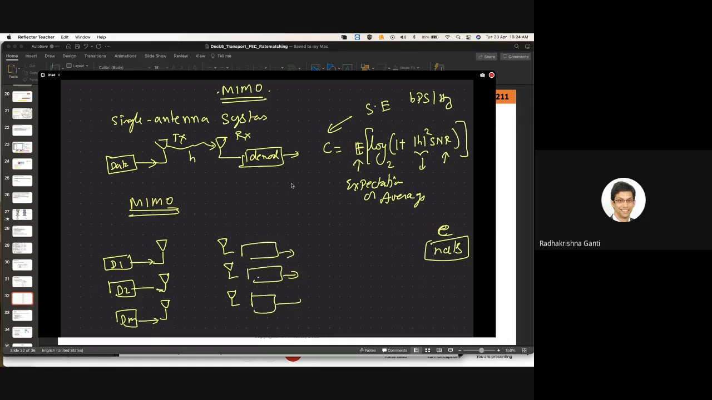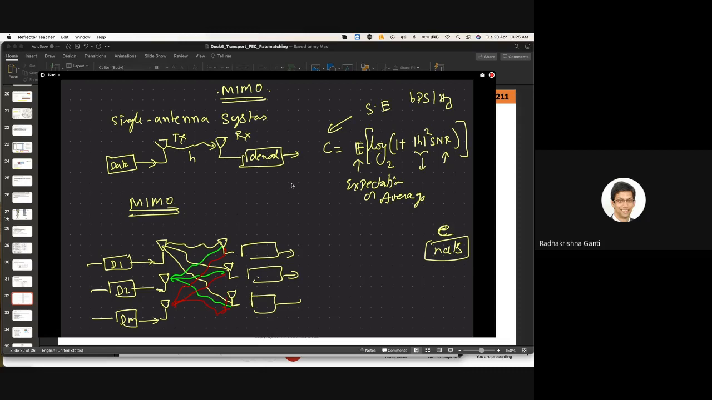Suppose now what we are trying to do is we have multiple transmit antennas and multiple receive antennas. We transmit one set of data in the first antenna, a second set of data in the second antenna, a third set, and so on, up to the Mth set of data in the Mth antenna. What is going to happen? Whatever you transmit in this antenna is going to be received by all the receive antennas. Similarly, whatever you transmit in this antenna is going to come to all these antennas.